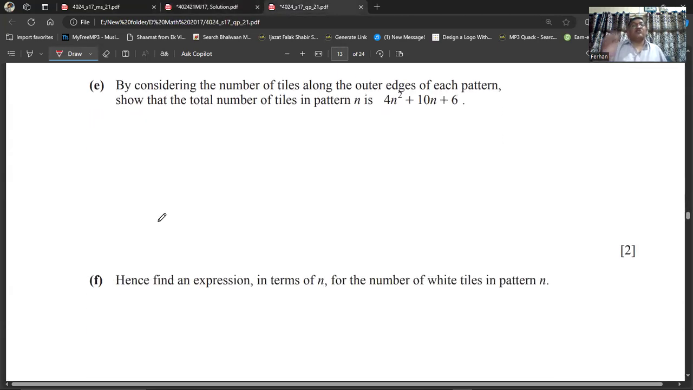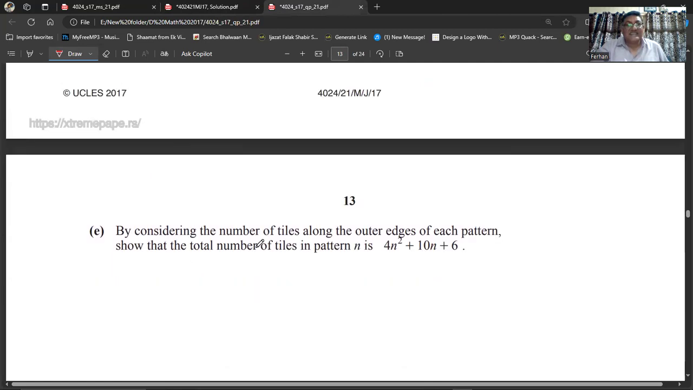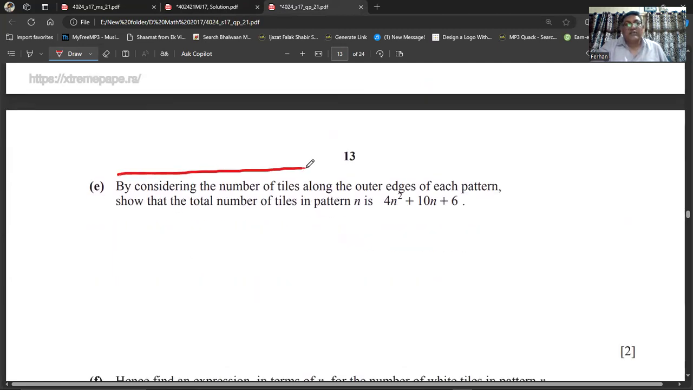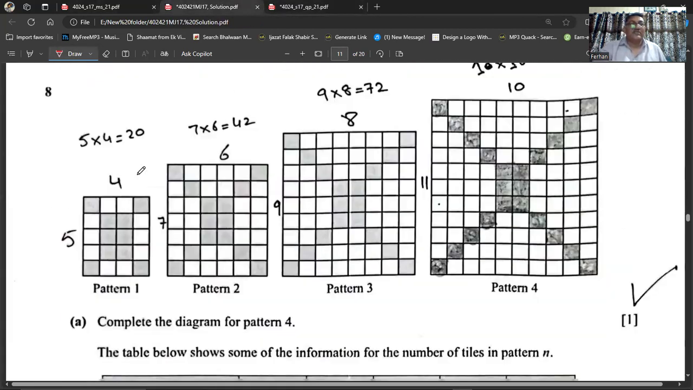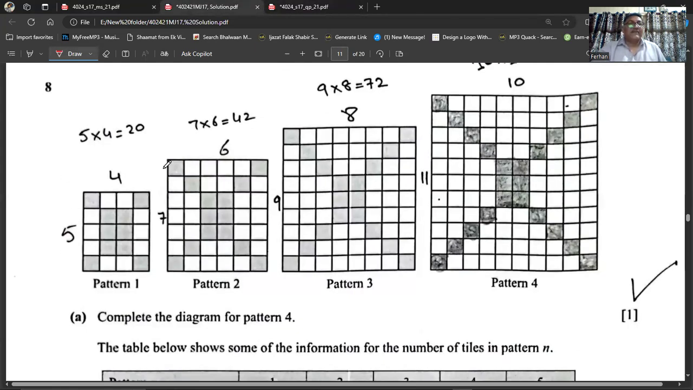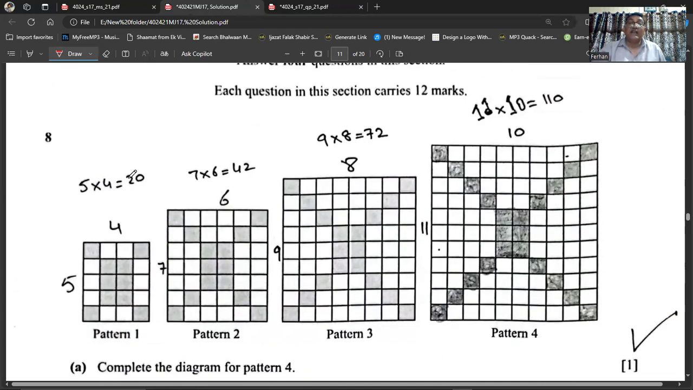Okay. E part. Question number 8, E part. By considering the number of the tiles along the outer edge, this is the hint which he is giving you. By considering the number of the tiles along the outer edge of each pattern, show that the total number of the tiles in the pattern is this. Okay. So I told you to pay attention to this. Here 5 tiles, 4 tiles, 7 tiles, 6 tiles, 9 tiles, 8 tiles, 11 tiles, 10 tiles. So it is a pattern 4, 6, 8, 10. This is a pattern 5, 7, 9, 11. I will find the nth term of this, I will find the nth term of this, and I will multiply them with each other, and that is the formula for the nth term.